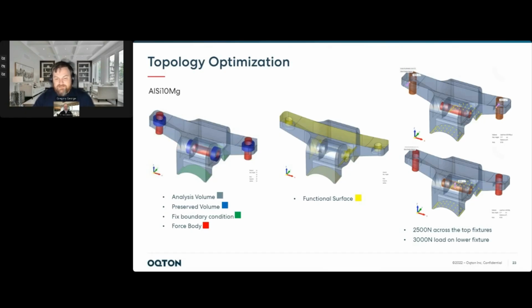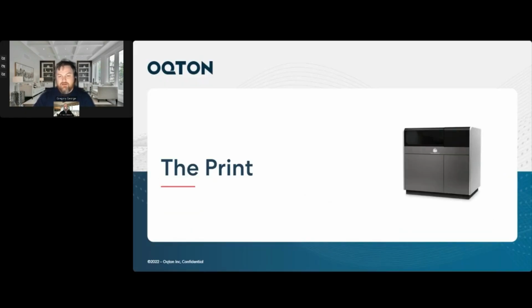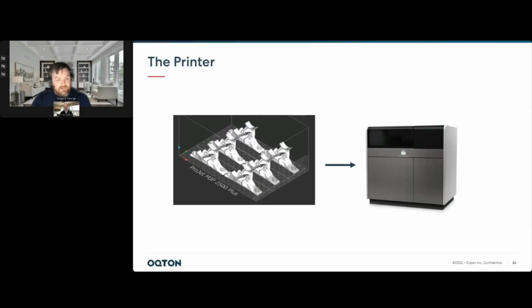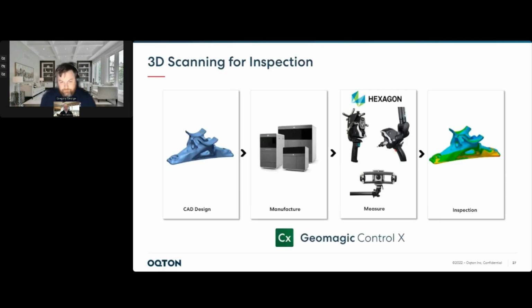Now from there, as you can see, that is a highly organic part. So we went ahead and brought that over to the additive workflow where we printed it, using as a test case the 3D Systems 2500 jetting technology, the ProJet MJP 2500 Plus, right? And we brought that over to that printer and we were able to print that geometry out, right? That would otherwise be pretty difficult to manufacture, because this is a highly organic shape.